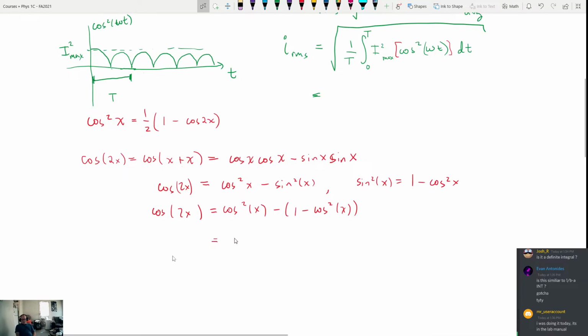So we end up getting 2 cos squared x minus 1 is equal to cosine of 2x. So cos squared of x is equal to... you would add 1. Oh, is it addition? Maybe that was supposed to be a plus sign. So you would have 1 plus cos 2x, and then you divide by 2. Okay, so I think that's the identity.